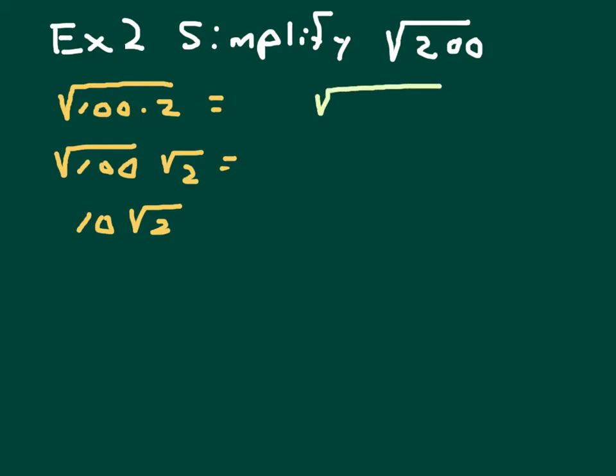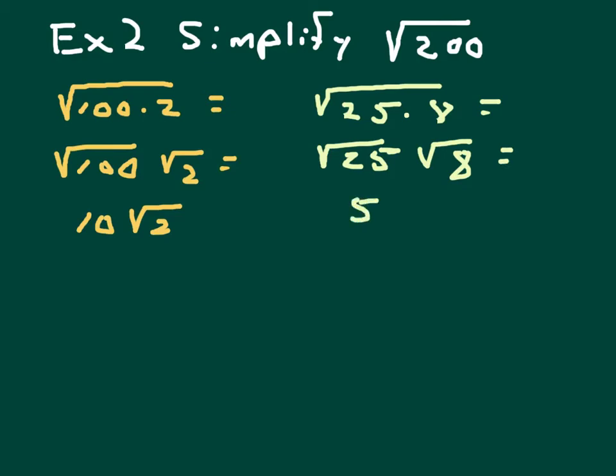Now, I could have done it this way. How about if I would have said, oh, hey, 25 is a factor of 200, and 25 times 8 is 200. Now this means the same thing as the square root of 25 times the square root of 8. And then the square root of 25 is 5 times radical 8.